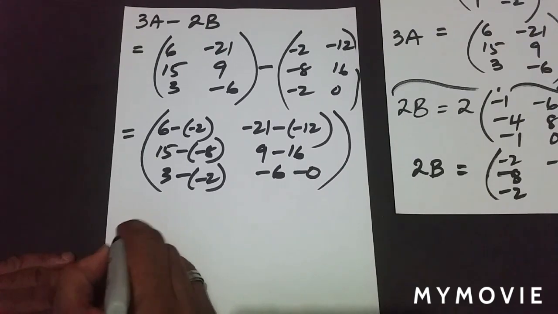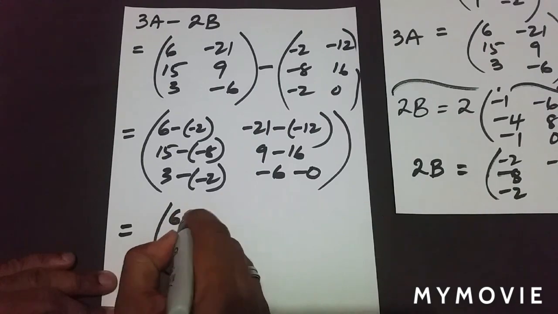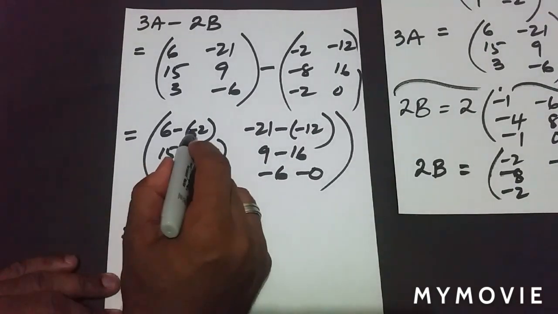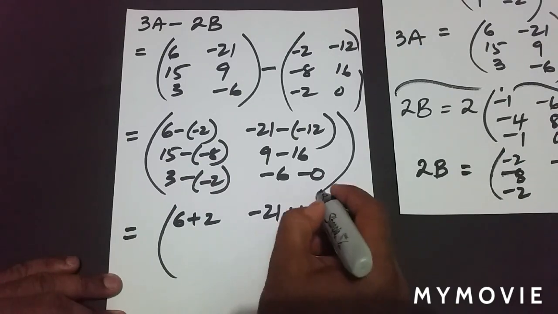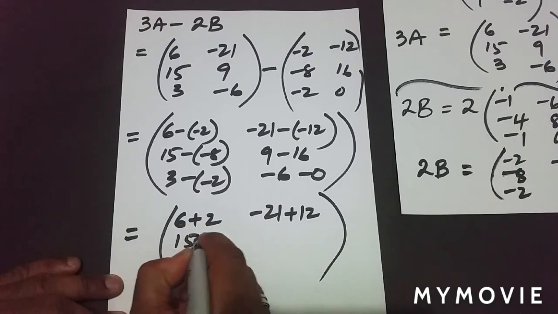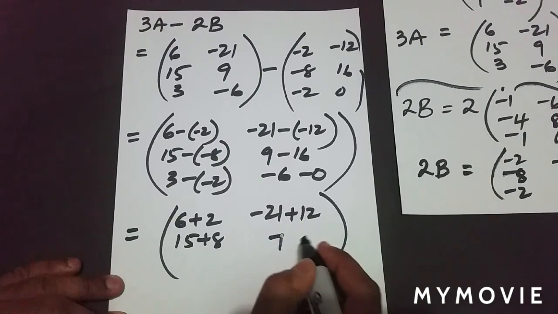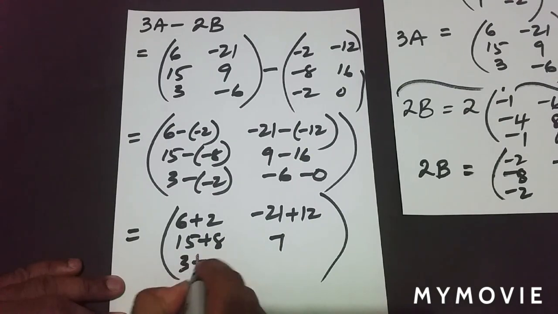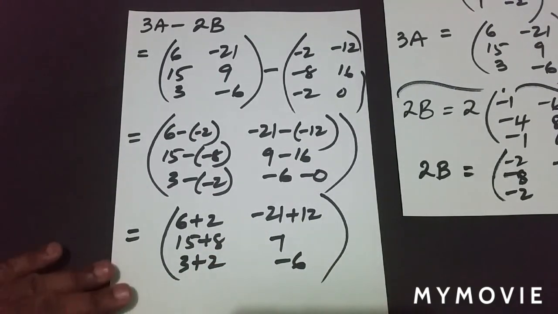So of course you would have 6 plus 2, a negative sign changes the signs in the bracket, minus 21 plus 12, 15 plus 8, 9 minus 16 is simply negative 7. We have 3 plus 2. And of course, negative 6 minus 0 is just negative 6.